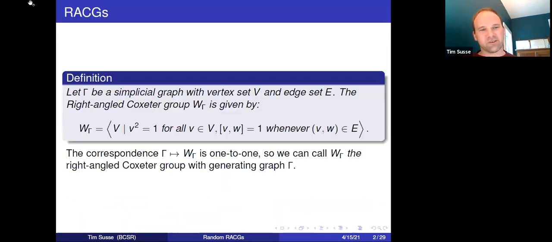So I'll get started by talking a little bit about right-angled Coxeter groups. Given a simplicial graph gamma with vertex set V and edge set E, we'll have the right-angled Coxeter group W gamma, generated by the vertices of the graph. Each vertex will have order 2. It will be a reflection. And then we'll say that 2 vertices commute whenever they span an edge in the graph. So V generates like a Z mod 2, W generates like another Z mod 2, and these will commute if and only if V and W are joined by an edge. The correspondence that assigns to each graph gamma a right-angled Coxeter group is 1-to-1. So we'll call W gamma the right-angled Coxeter group with generating graph gamma.